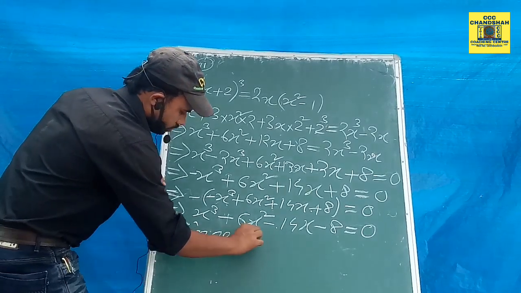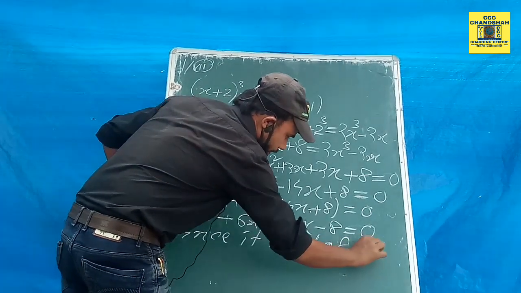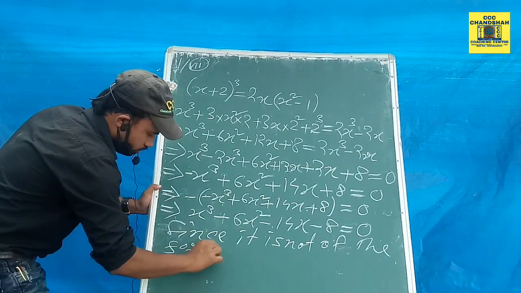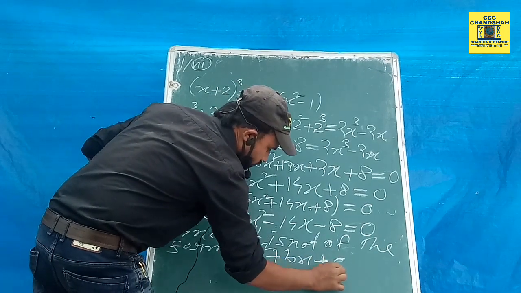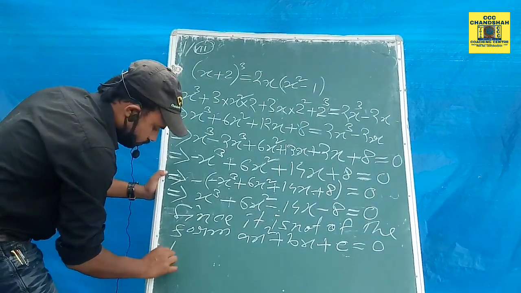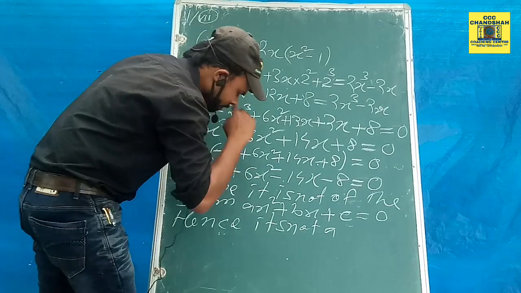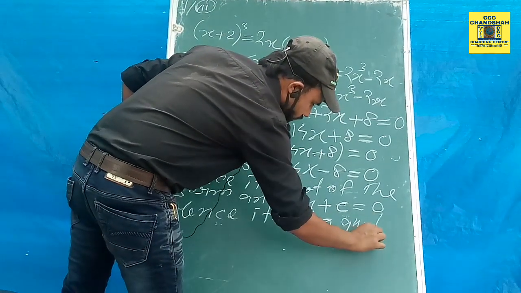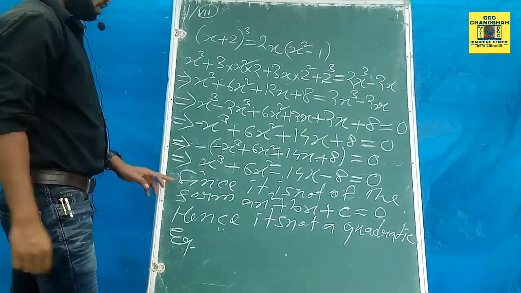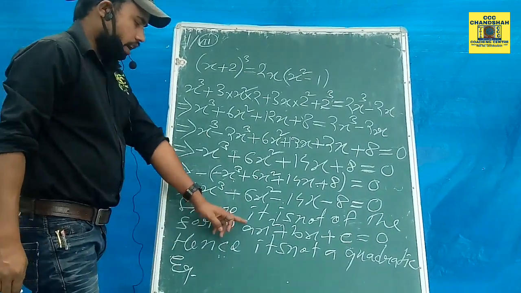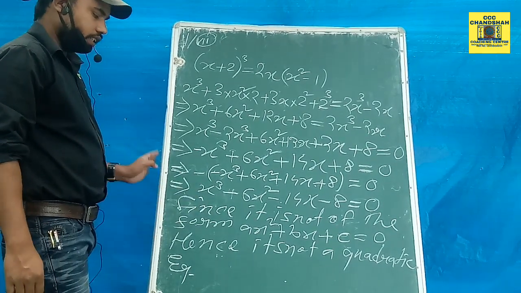Since it is not of the form x square plus bx plus c is equal to 0, hence it is not a quadratic equation.